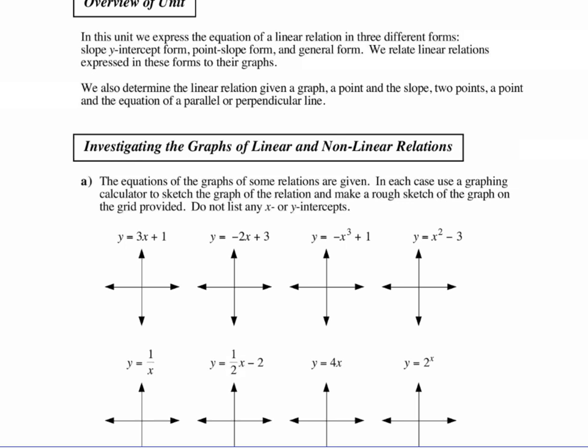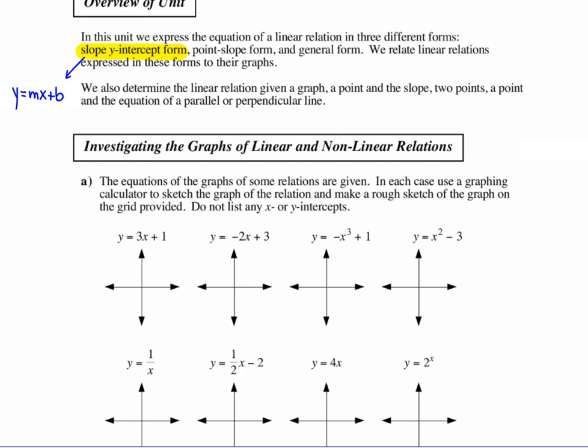Okay, so there's 3 different ways in this unit we're going to express a linear relation. We can have slope y-intercept form, which is the form y equals mx plus b. We're going to learn about that formula this unit. In slope y-intercept form you can see the slope of the equation, and you can also see the y-intercept. That is why it's called that.